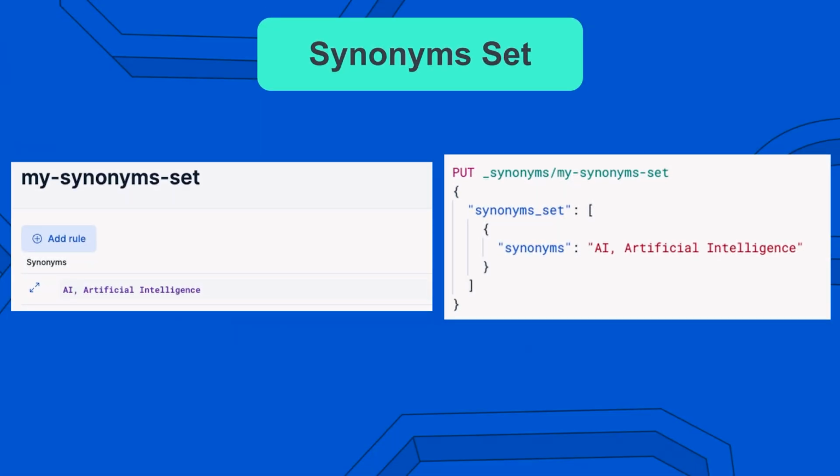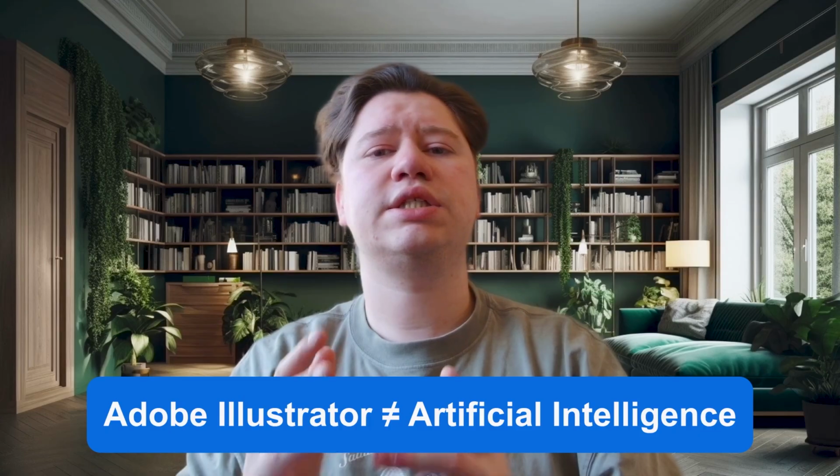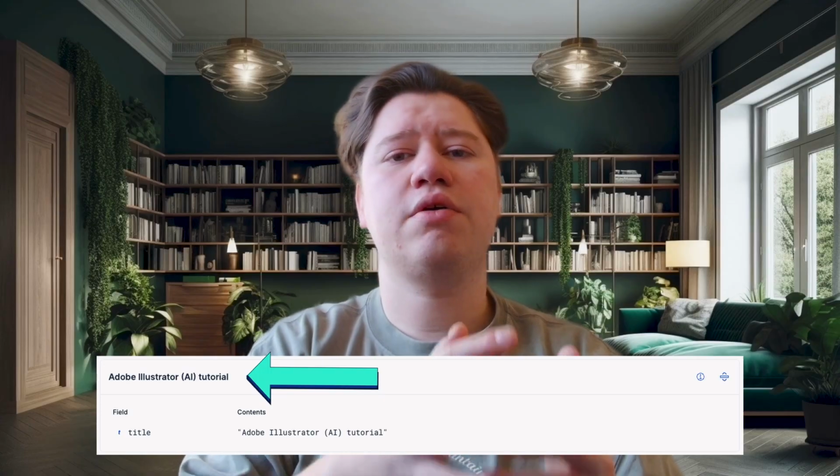At the beginning, we set AI and artificial intelligence as our 2 equivalent synonyms. And we need to challenge the notion that synonyms are just 2 equivalent words. Because we are implying 2 things. 1, AI is the same as artificial intelligence, and 2, artificial intelligence is the same as AI. In this case, the second one is not correct, because Adobe Illustrator is not the same as artificial intelligence. And here, AI appears directly in the title of Adobe Illustrator. In this scenario, not all AIs mean artificial intelligence.